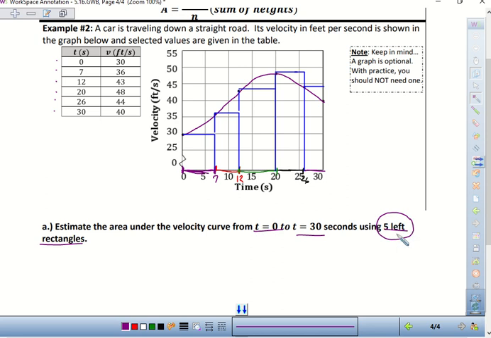Okay, I didn't see that. Yeah, they would have to tell you left, midpoint, or right. Always. Okay. Yep. Unless I say pick whatever one you want. But otherwise, yeah, it's going to have to tell you.